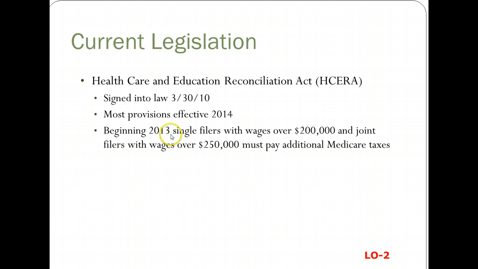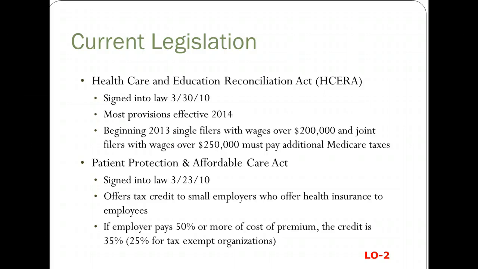Beginning in 2013, single filers with wages over $200,000 and joint filers, meaning two spouses filing together, if you add their wages together and they add up to $250,000, then they're going to have to pay additional Medicare taxes. Also, the Patient Protection and Affordable Care Act was also part of Obamacare. It was signed into law 3/23/10.